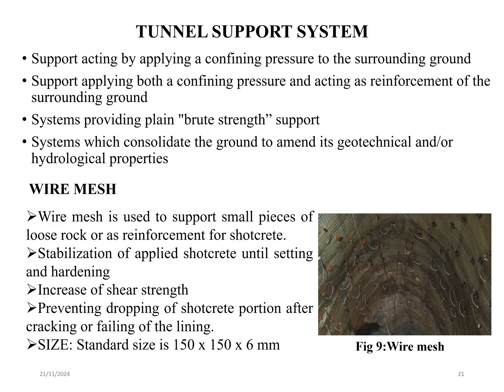Wire mesh. Wire mesh is used to support small pieces of loose rock or as a reinforcement for shotcrete, for stabilization of applied shotcrete until setting and hardening. It also increases the shear strength, preventing dropping of shotcrete portions after cracking or failing of the lining. The standard size for wire mesh is 150 by 150 by 6 mm.